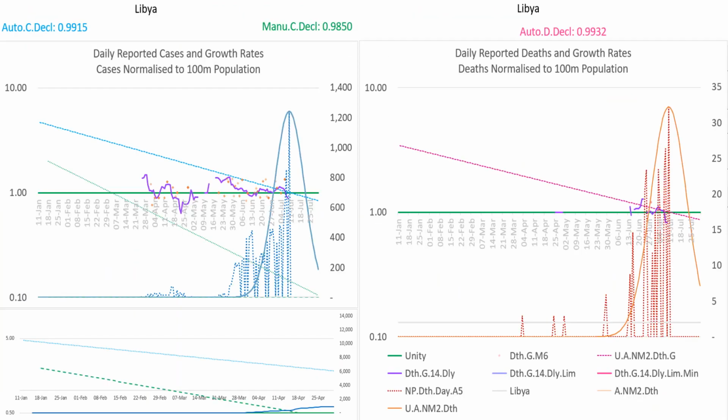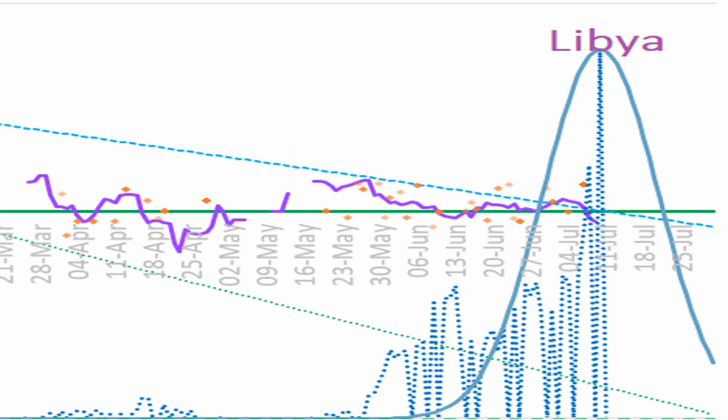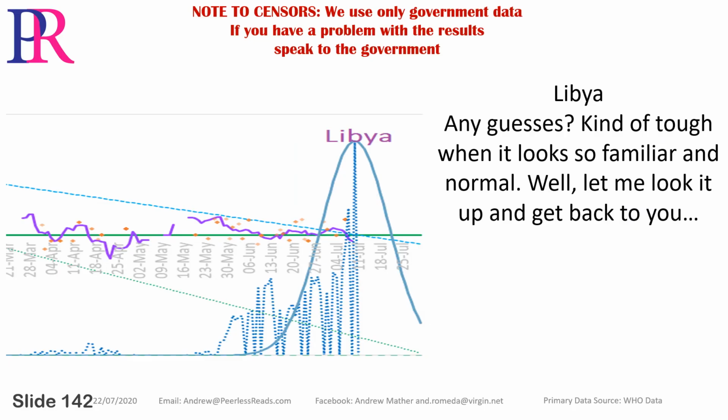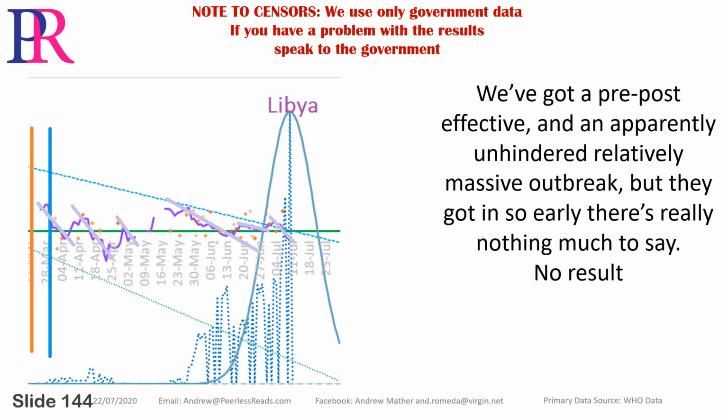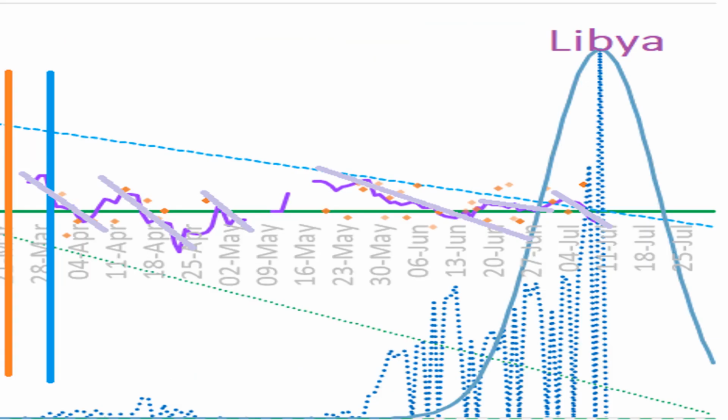Libya. Any guesses? Kind of tough when it looks so familiar and normal. Well, let me look it up and get back to you. And it's another what the, because before there's even a detectable growth rate or visible cases, 22nd of March onwards, did they get the Ferguson memo? 3 steep mini outbreaks, and it didn't stop a normal gradient outbreak, 6th of June. We've got a pre-post effective and an apparently unhindered relatively massive outbreak, but they got in so early there's really nothing much to say. No result.